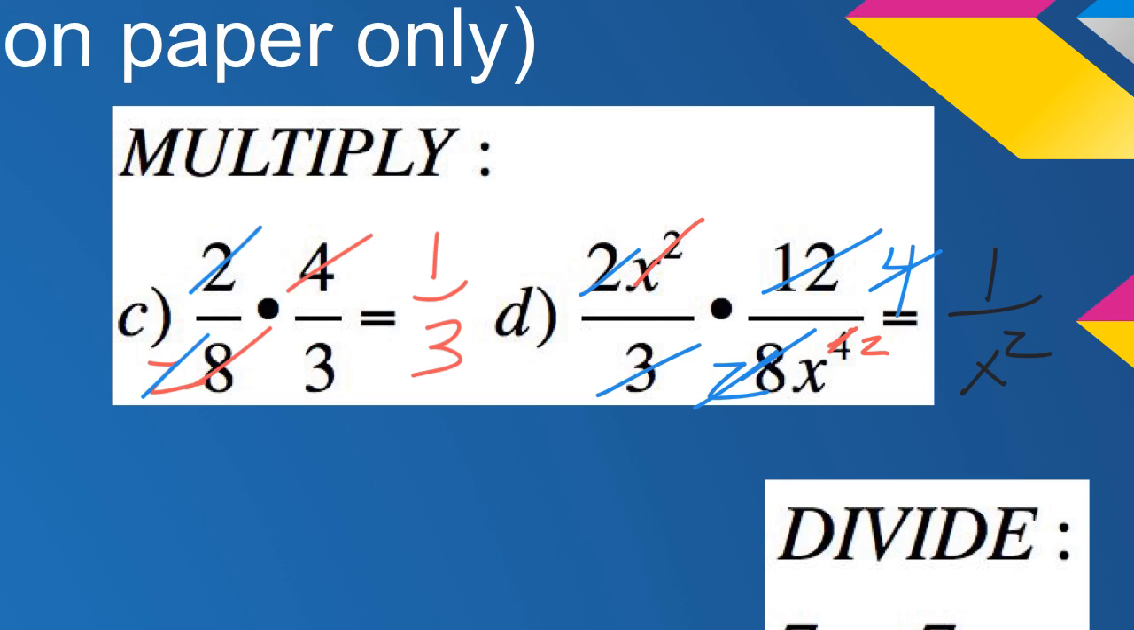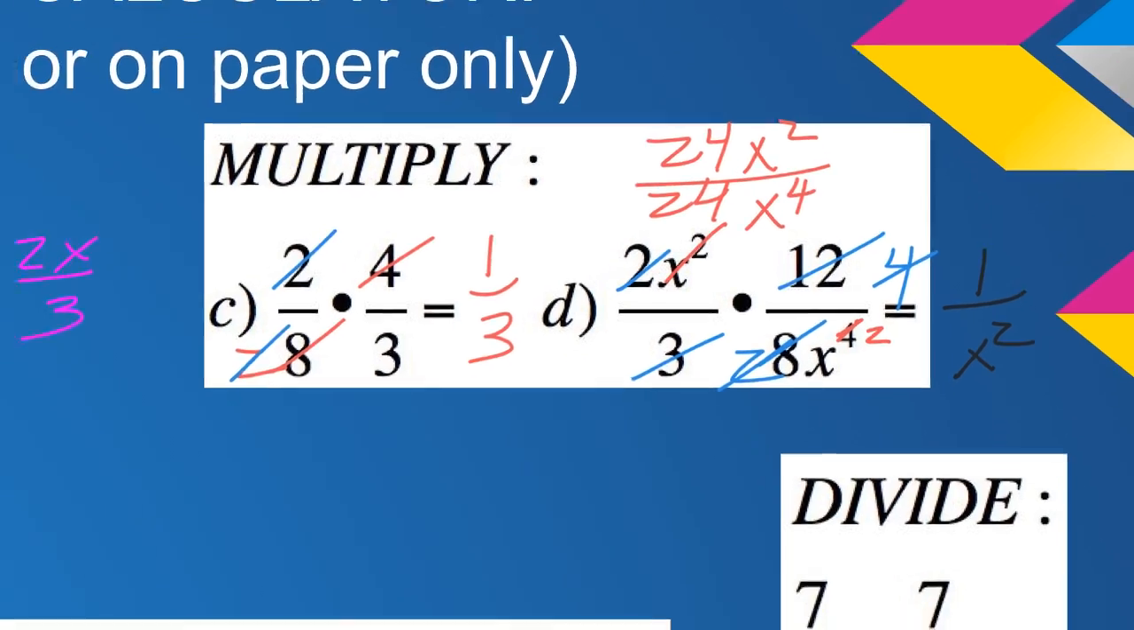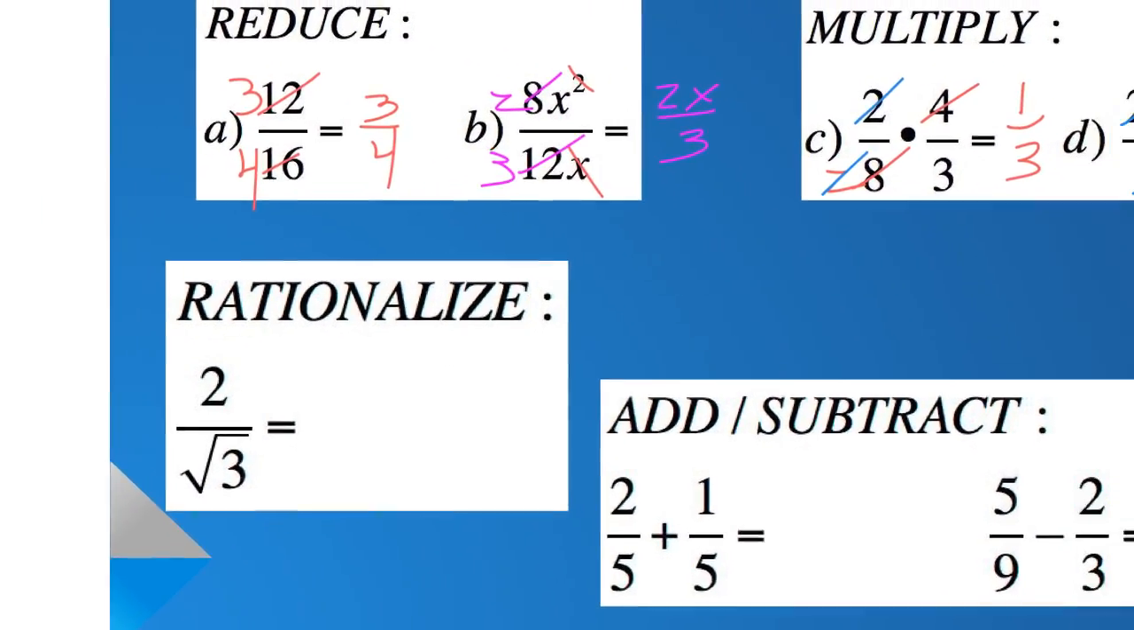Now, of course, you could just multiply across the top and the bottom, so you'd have a 24x squared all over 24x to the 4th, and you can reduce it that way as well. But just showing you that reduction process within the multiplication before you actually do it.